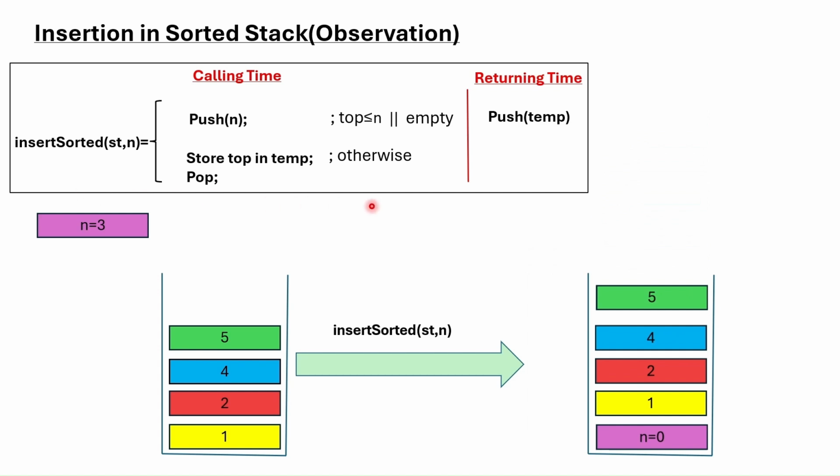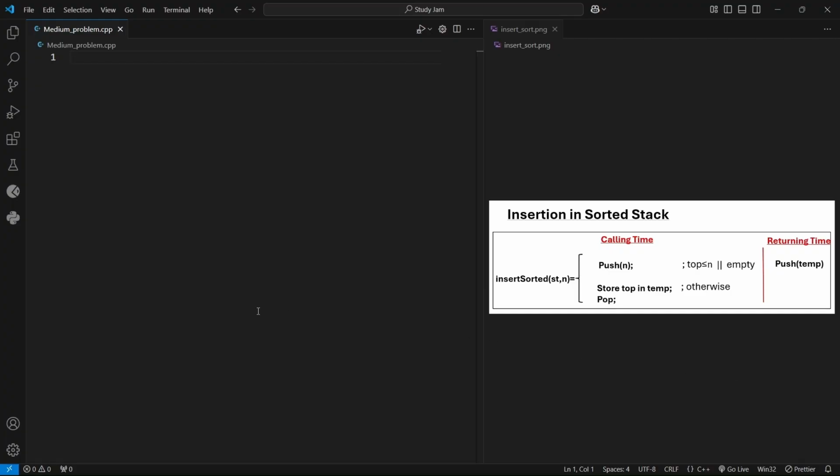So we have successfully written this insert sorted function. Once we have successfully written this function, it is very easy to code it. So let's go to our code editor and quickly code it. We are in our code editor. So let's now code this function.